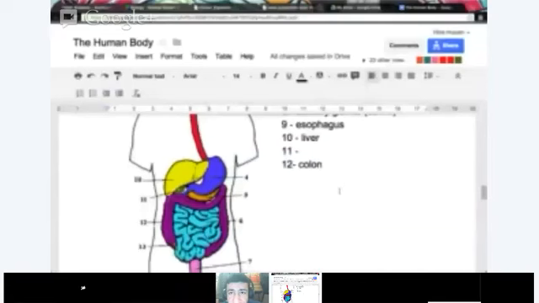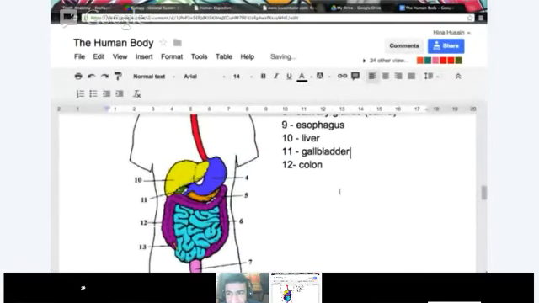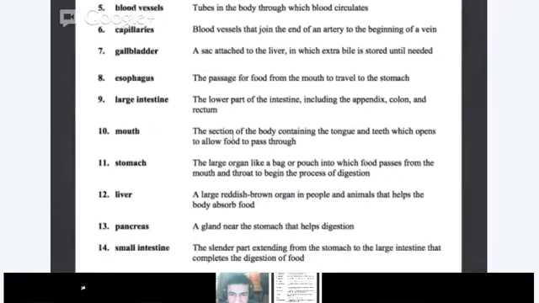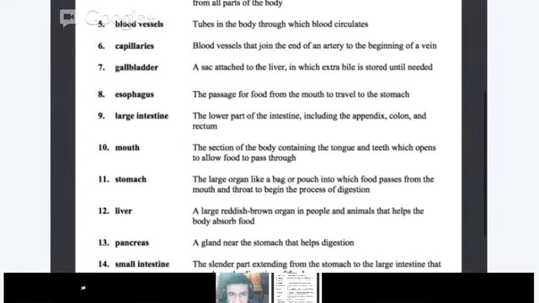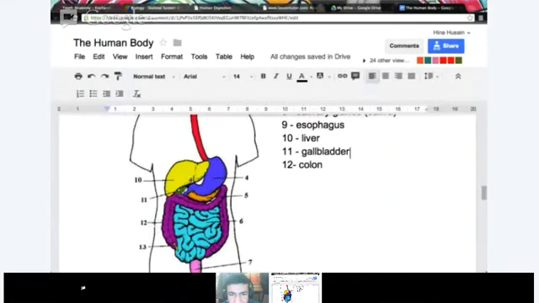Gallbladder. Perfect. So this is the gallbladder. For those of you who don't remember, the gallbladder is a sac attached to the liver in which extra bile is stored until needed. So it is a small sac and it's attached to the liver. Everybody can see that it's attached to the liver, right? Yes. Perfect.